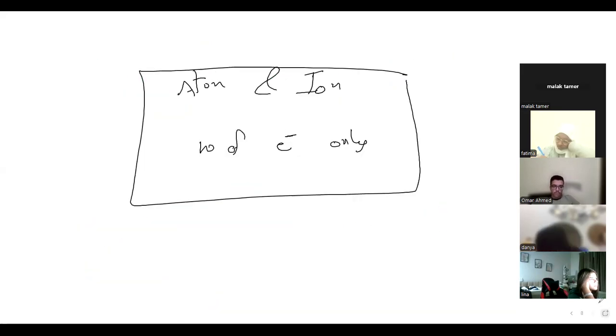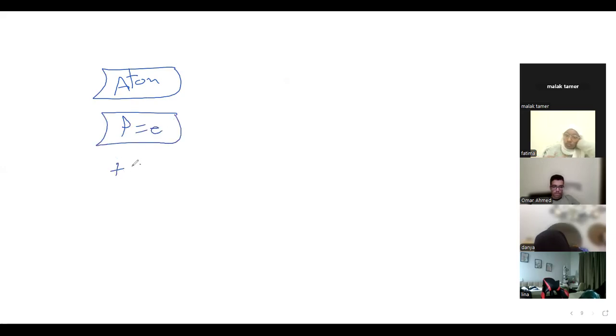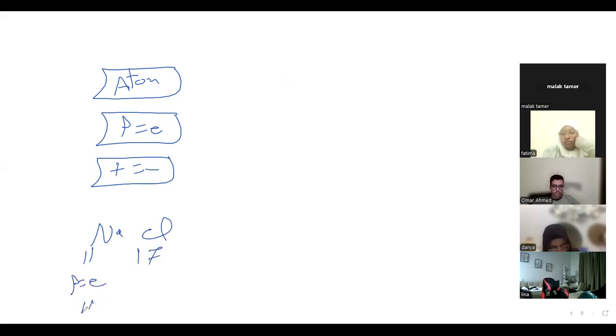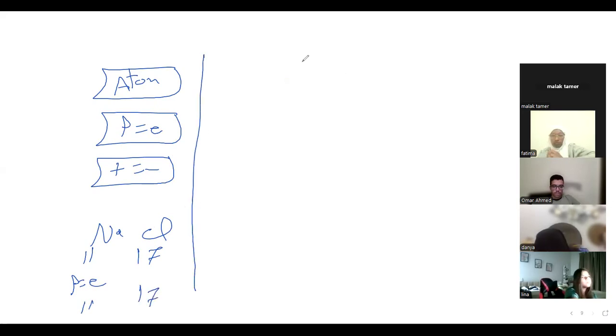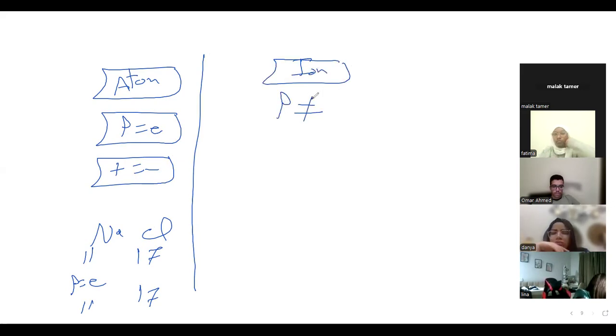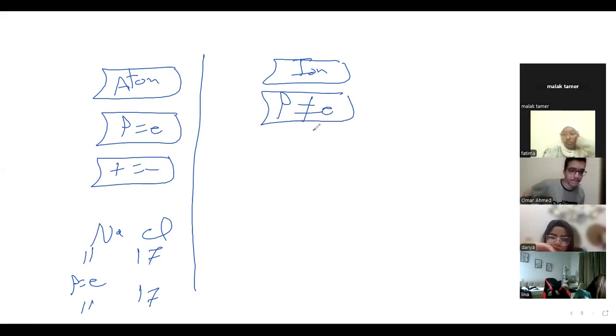So if we make comparison now between atom, ion, and isotopes, in atom, we said protons equal to electrons, or positive equal to negative. There is no charge, like Na 11 or Cl 17. We said that protons equal electrons equal 11, protons equal electrons equal 17. In case of ion, we said that protons not equal to electrons, may be positive or negative ion.